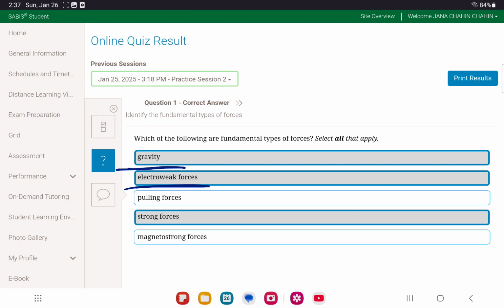Strong is, remember, they're giving us words for us. Okay, we don't know what magnetostrong is. We know what strong is. Okay, just think of it that way. We don't know the meanings for these, but we just need to memorize them.